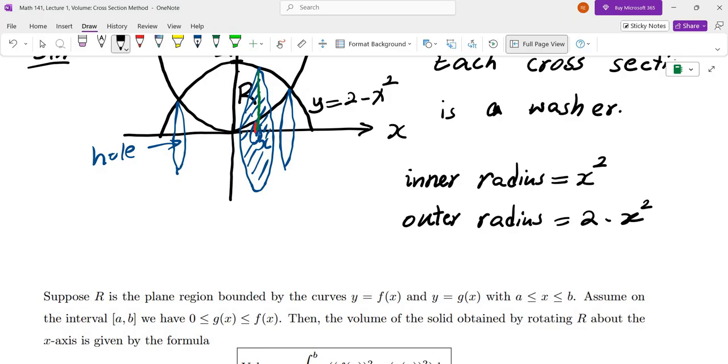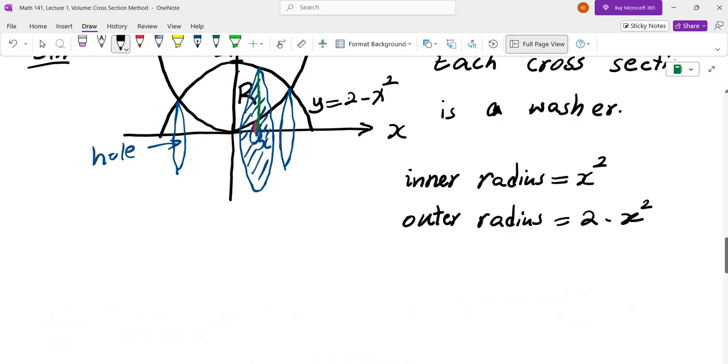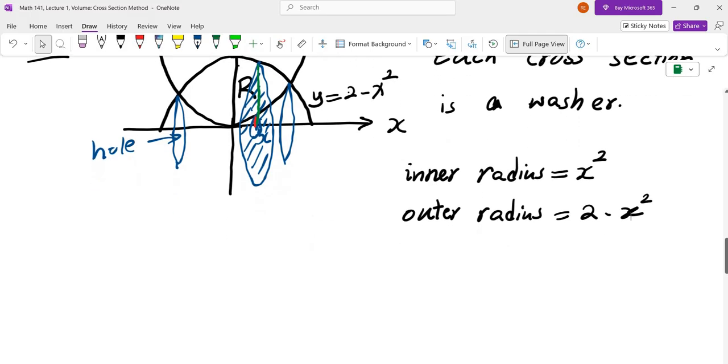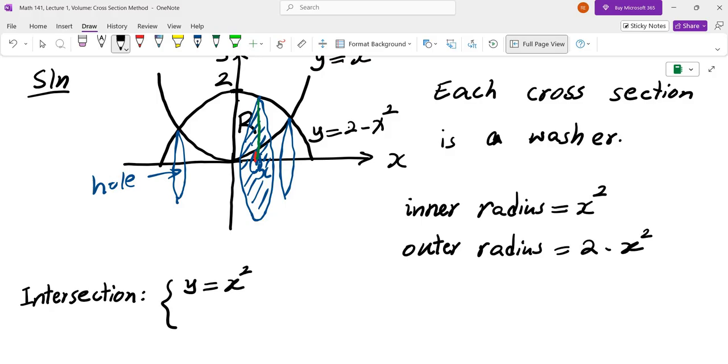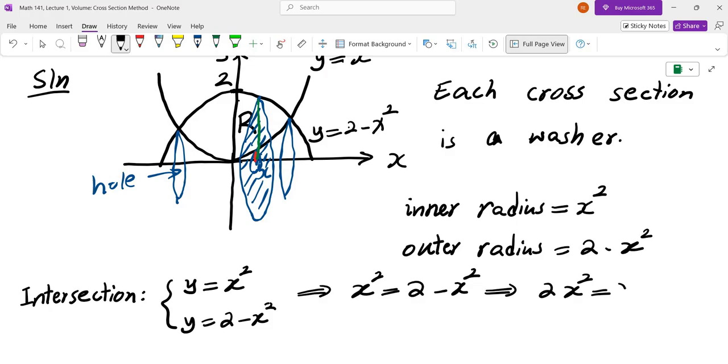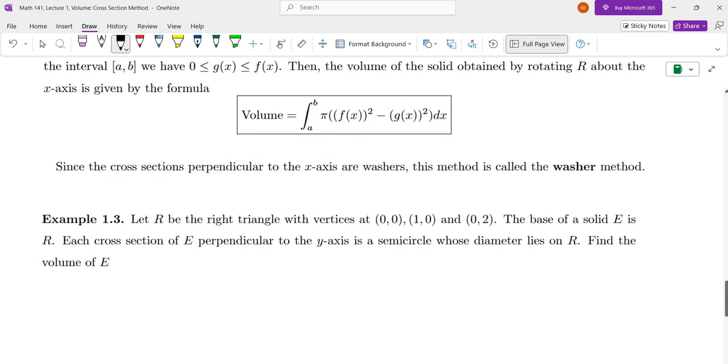Now, this is the cross sections that are perpendicular to the x-axis, so we need to find the limits of x. So the limits of x are the intersection of the two curves. So the intersection is y equals x squared and y equals 2 minus x squared. From here we get x squared equals 2 minus x squared, which gives us 2x squared equals 2. So we get x equals plus or minus 1.